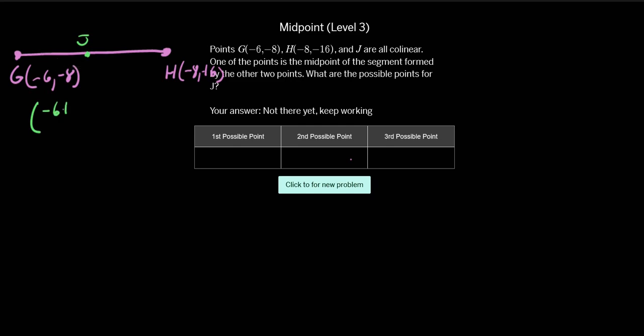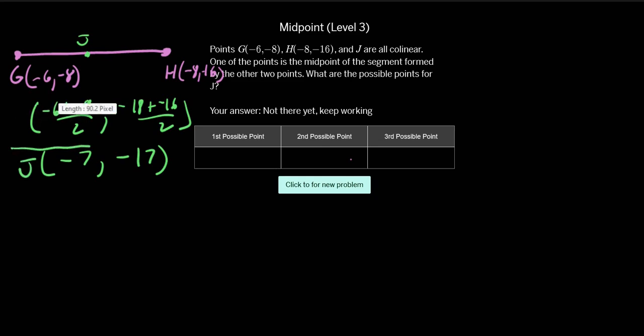Your x values added together, so -6 plus -8 over 2, and your y values added together, -8 plus -16 over 2. And then we simplify, giving us -6 plus -8, which is -14, divided by 2 is -7, and then -8 plus -16, which is -24, divide that by 2, and you get -12. And so my first possible value for J is at (-7, -12).